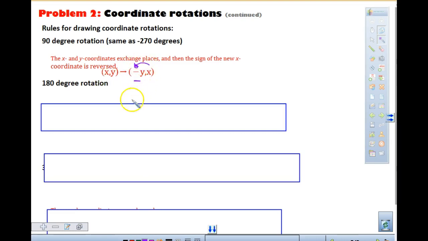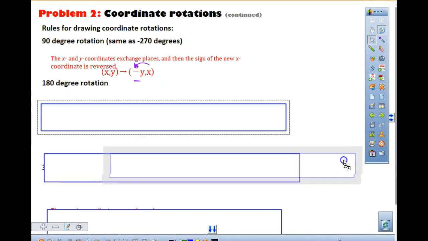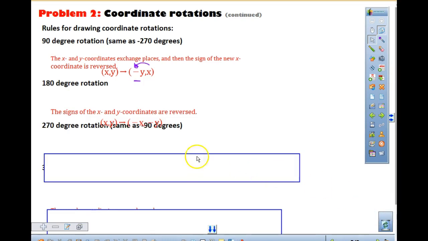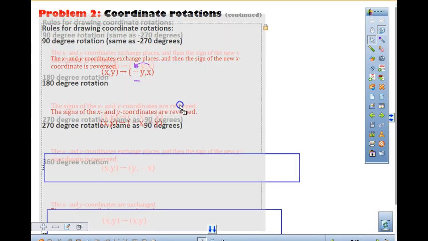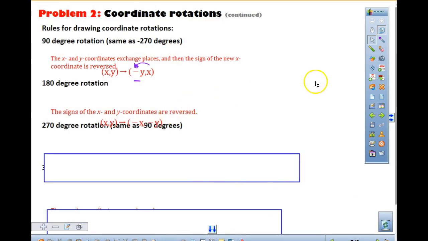So we always switch places on the 90 and on the 270. And then which one becomes the opposite? The first one. And you'll see this as we do an example. What do we know about 180? Again, copy this in your notes. The sign, if we are looking at the sign, I'm not sure, it won't let me change that, but the X and Y coordinates are reversed.